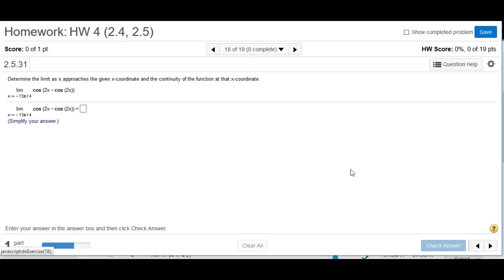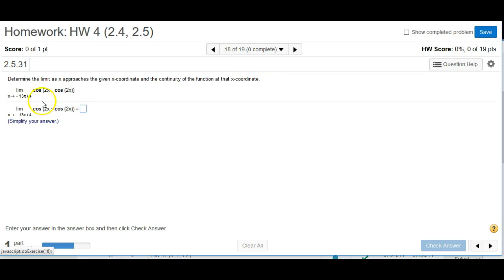Hi everyone. In response to Lydia's question in our Calculus 1 class on the last two questions on homework 4, which are from sections 2.4 and 2.5. The first one of these is problem 18 on the homework. It says determine the limit as x approaches the given x coordinate and the continuity of the function at that x coordinate.